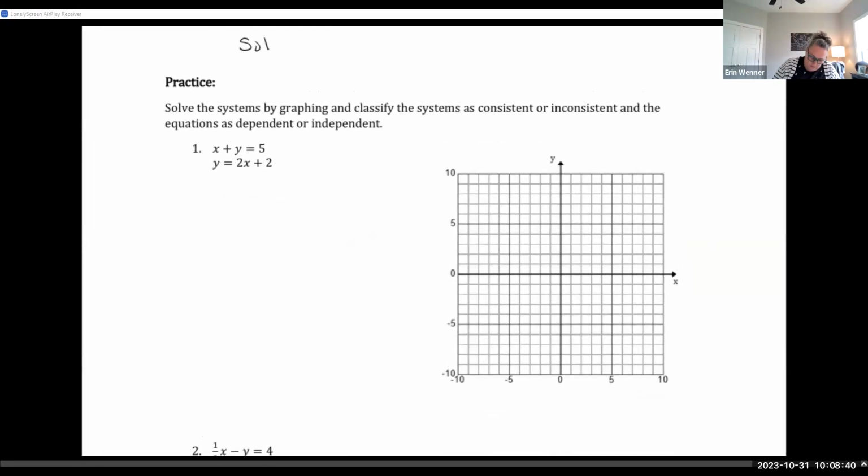Solution, let's spell properly. And then you're going to decide, what can you tell me about the system? Is it consistent or inconsistent? And then you're going to tell me about the equations. You're going to tell me, are the equations independent or dependent? Okay. So those are the 3 pieces of information you're going to send me.